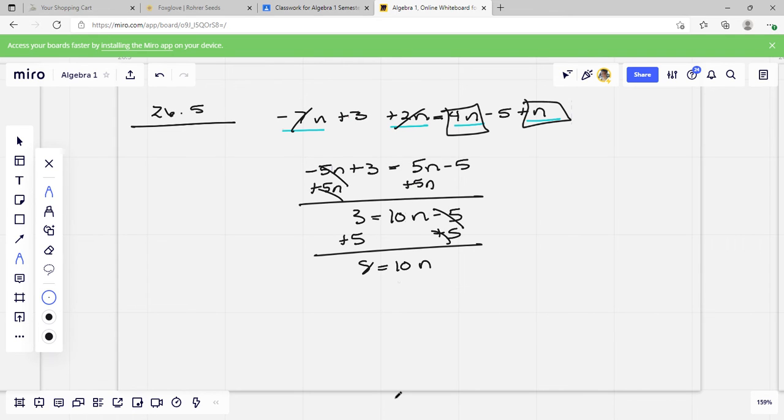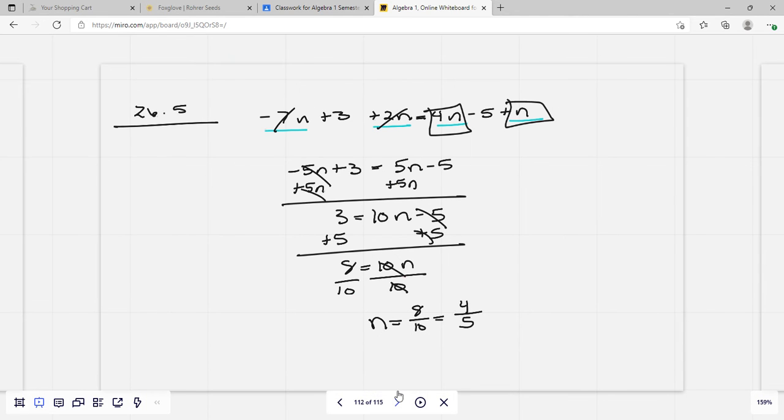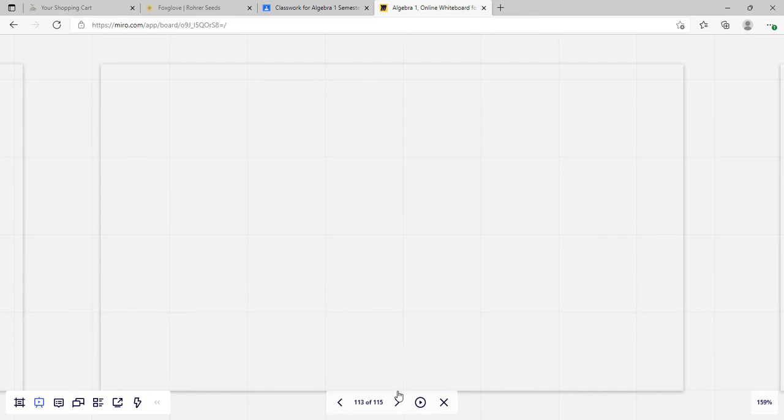And my last step is divide by 10. So n is equal to 8 over 10, which reduces to 4 over 5. Alright, I think there's one more example. These are really easy if you can just remember the steps.